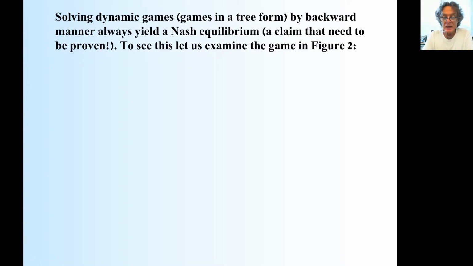Solving dynamic games in tree form, where you can describe it by a tree, I can go here or here, you can go here, here or here, etc., by backward induction always yields a Nash equilibrium. This claim needs to be proven, but take it for granted.